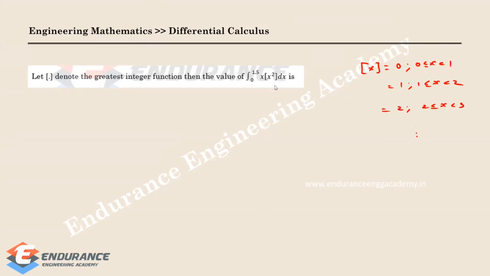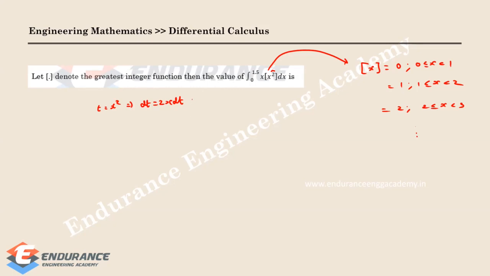First of all, I will try to replace this square in terms of x. For that, I will take t equal to x square. So dt will become 2 times x into dx. Wherever x square is there, I will replace it in terms of t.